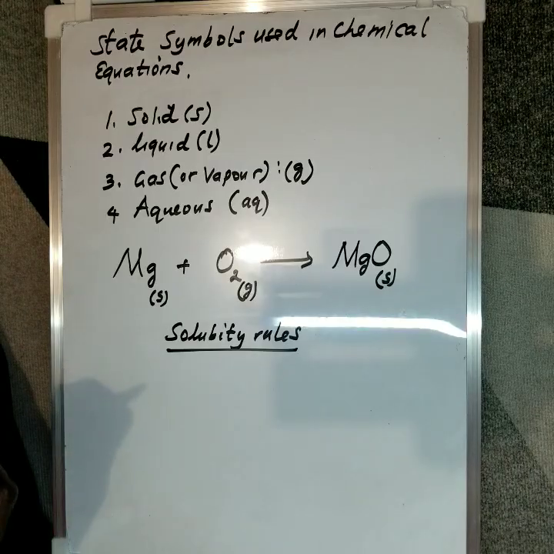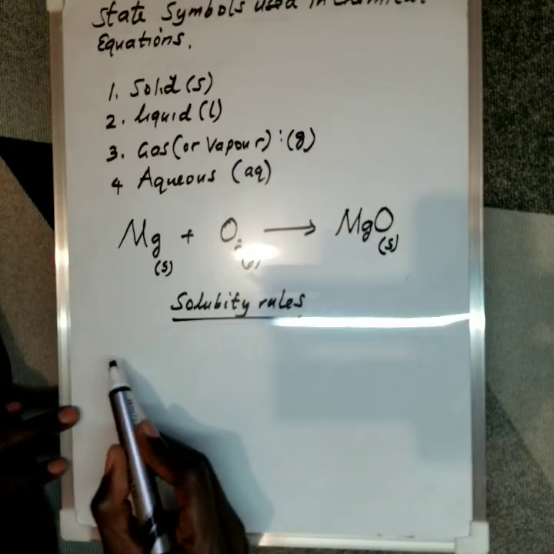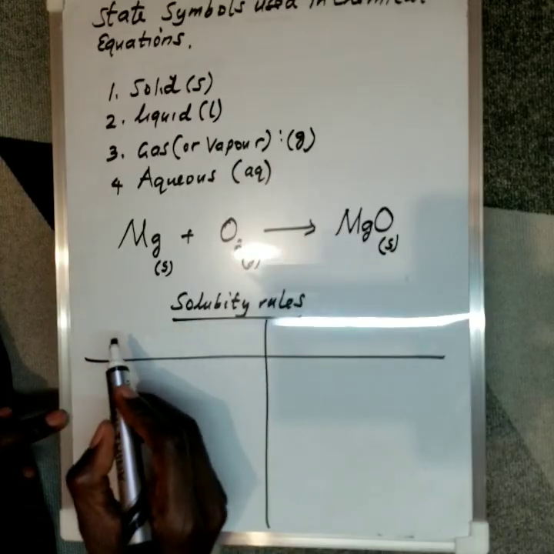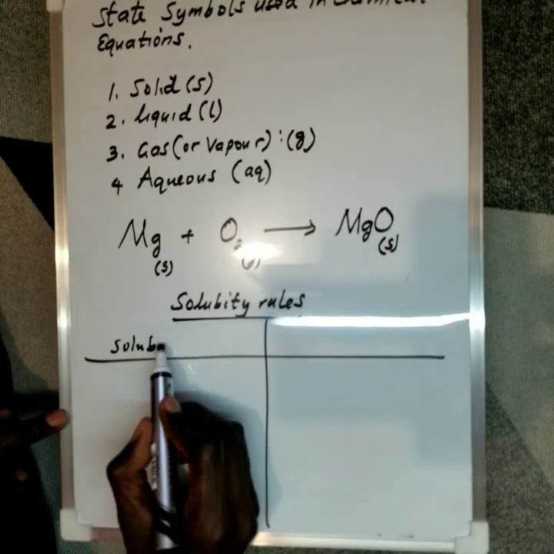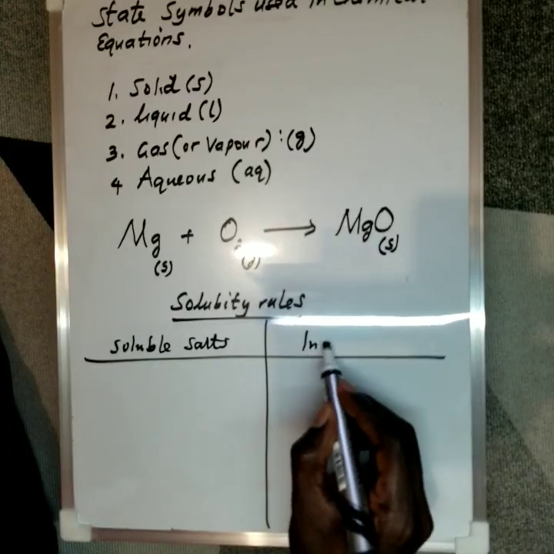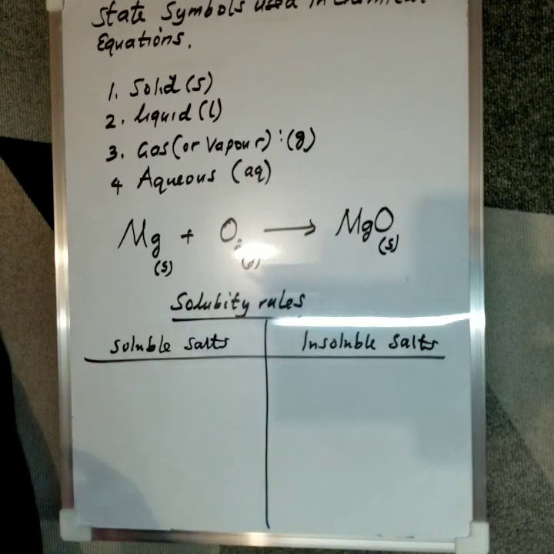So let me just give you a solubility table that will actually guide you as you try to embark on writing a chemical equation with state symbols. I'm going to demarcate my table there, and this side I'm going to have soluble salts, or substances that are soluble. Then this side I'm also going to have insoluble salts. So this is called a solubility table. It will help you just to have an idea of some state symbols that you can use.